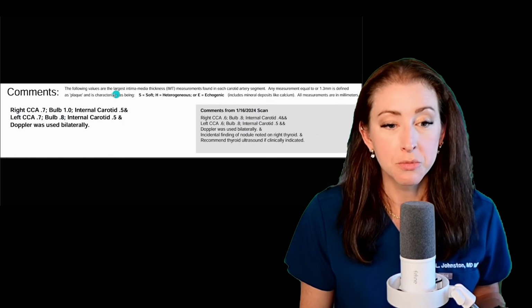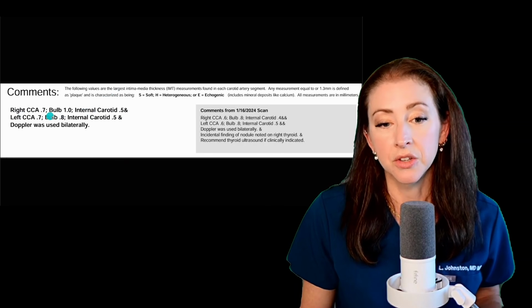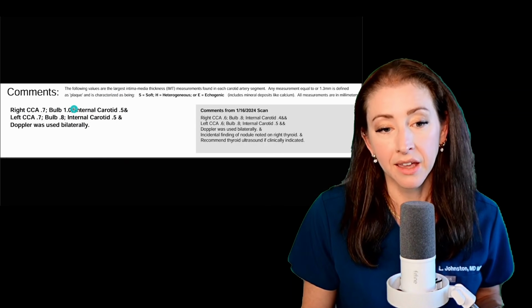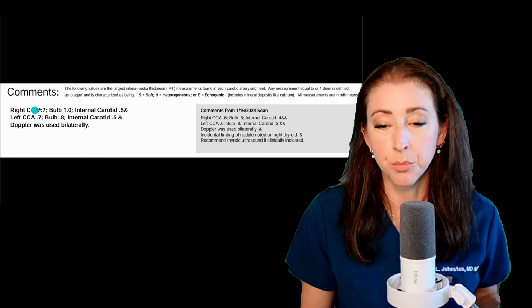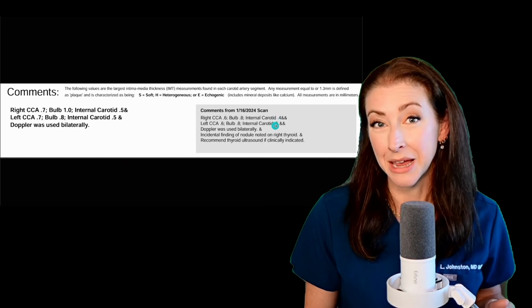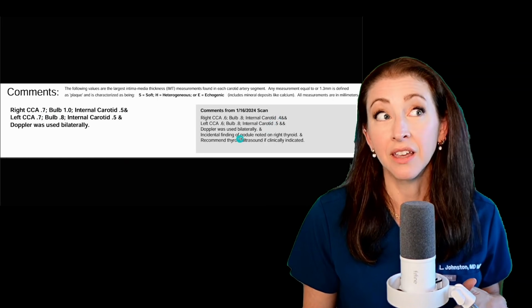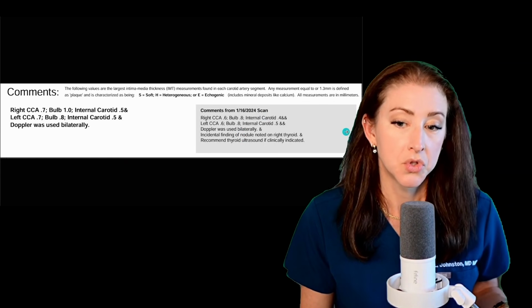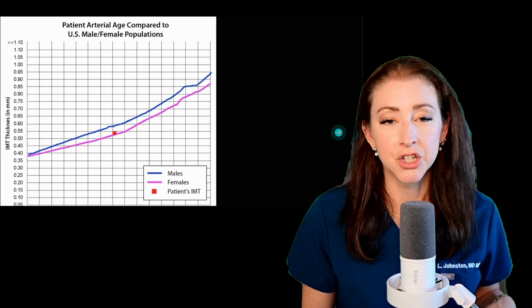So here are my measurements. These don't mean anything to you. Again, you'll see the thickest one here is in the right bulb. That's 1 millimeter thick. Everything else is 0.5 to 0.7. You can see the comments from the previous scan as well. Sometimes that's interesting and helpful, particularly if it was done by a different sonographer or in a different place. So that is the comments section.